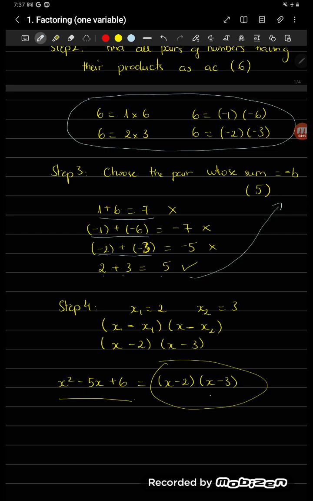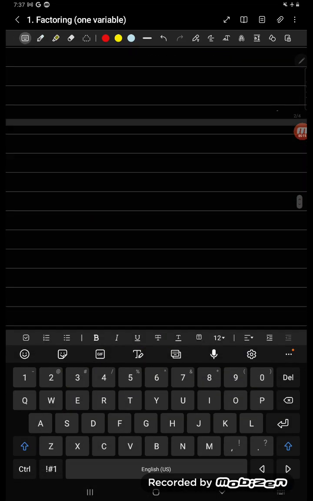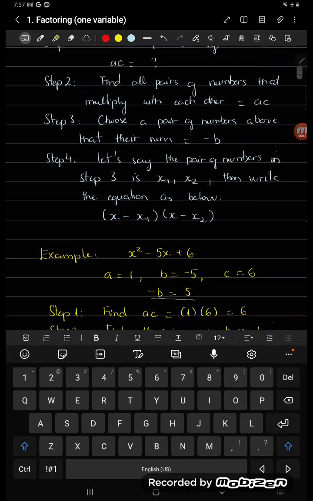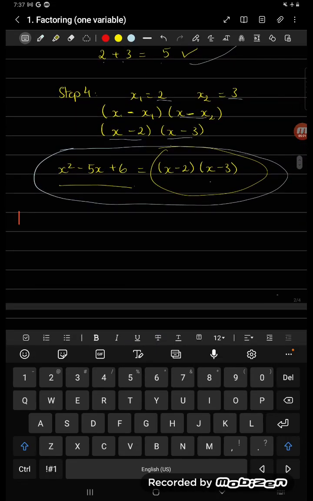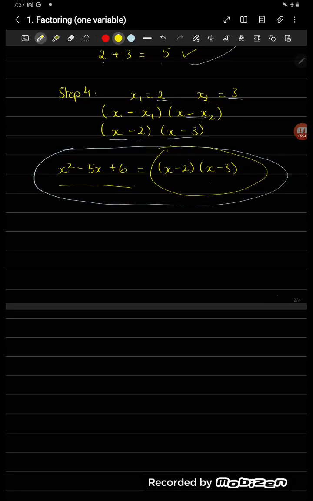We need to write it out. After we pick the pair 2 and 3, x1 equals 2 and x2 equals 3. So we write it as the product of x subtract x1, which means x subtract 2, times x subtract x2, which means x subtract 3. So here is the final answer. Very straightforward: you only need to follow the 4 steps above, and then you have the correct factorization. Now we go to example 2.